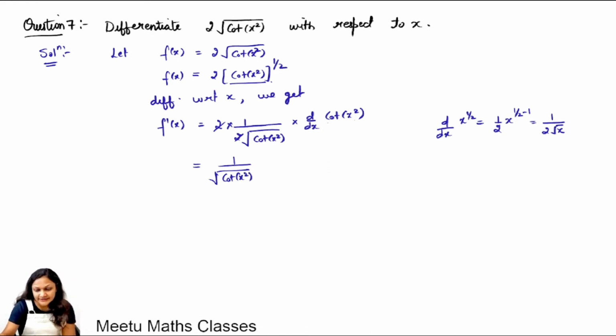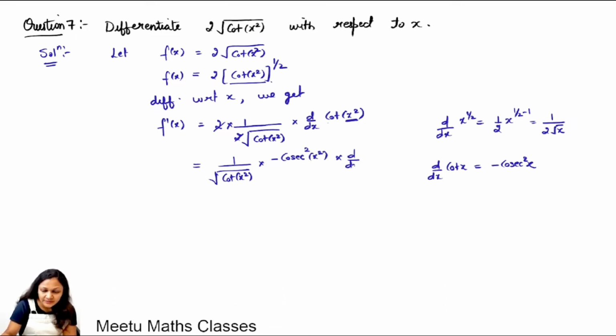The derivative of cot x is minus cosec² x. So the derivative of cot x² is minus cosec² x², and in turn we are going to multiply by the derivative of x², and the derivative of x² is finally 2x. So your final answer will be cosec² x² divided by square root of cot x².